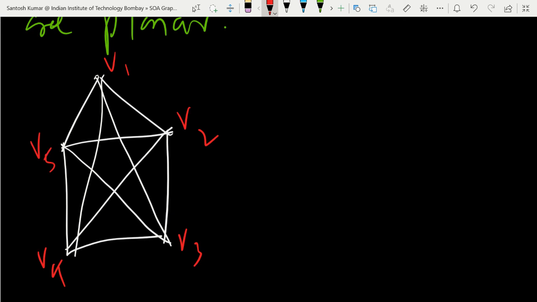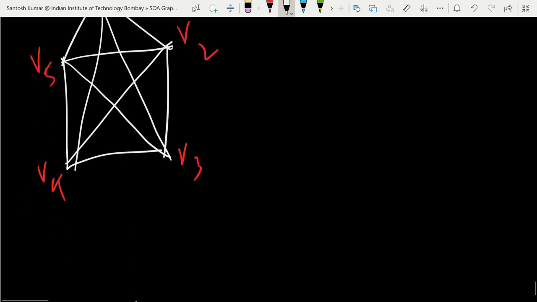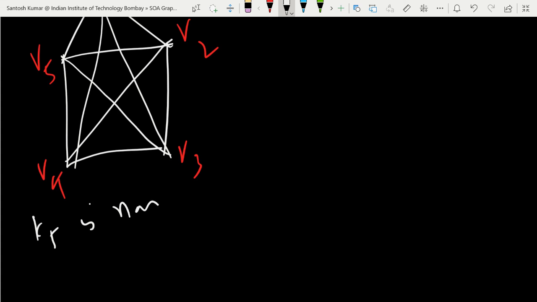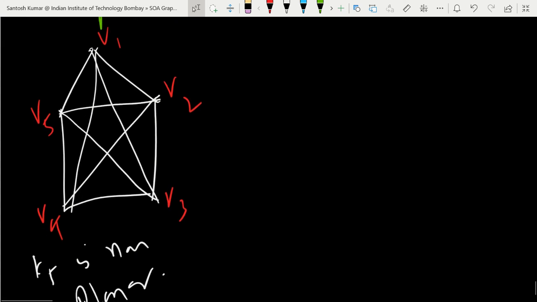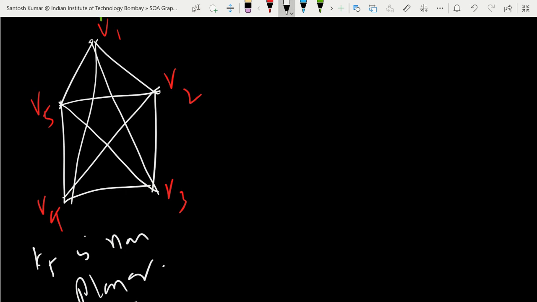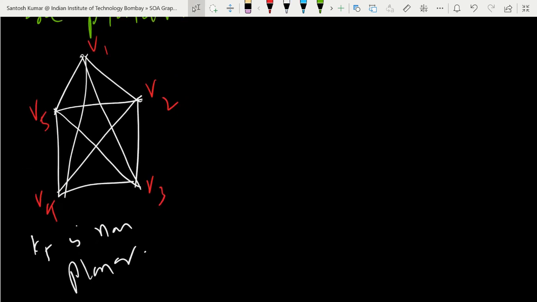Tell me which edge you want to remove. Tell me one edge. The question is, this is non-planar, right? This is K5, and you know that K5 is non-planar. We have to remove any one edge, and draw the remaining part of the graph as a planar graph, meaning no edge crosses another edge. Which edge do you want to remove? Anyone?